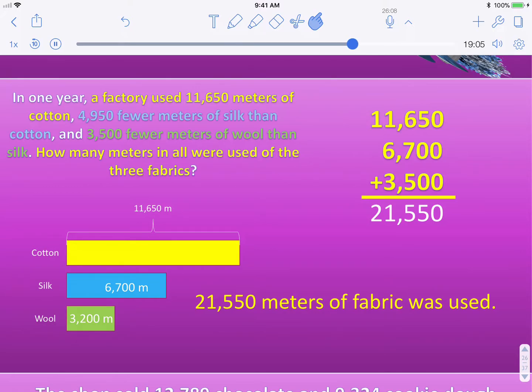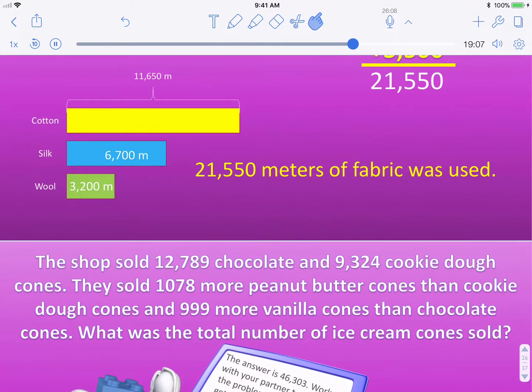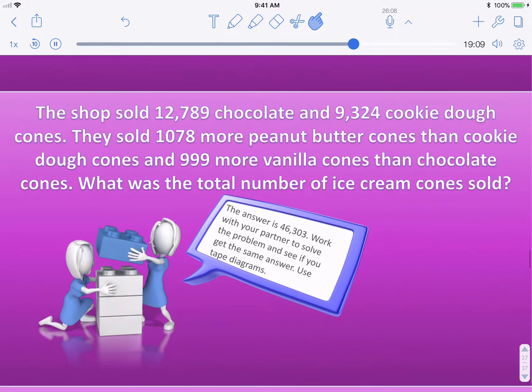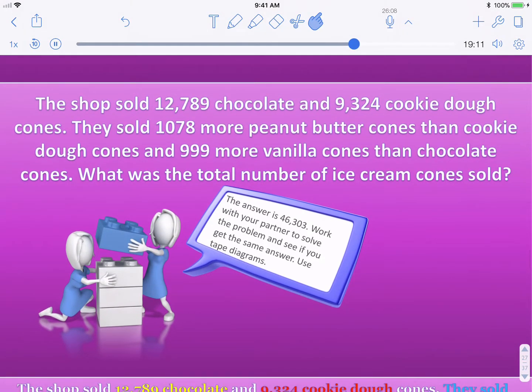Okay, let's look at the next problem. The shop sold 12,789 chocolate and 9,324 cookie dough cones. They sold 1,078 more peanut butter cones than cookie dough cones and 999 more vanilla cones than chocolate cones. What was the total number of ice cream cones sold? The answer is 46,303.